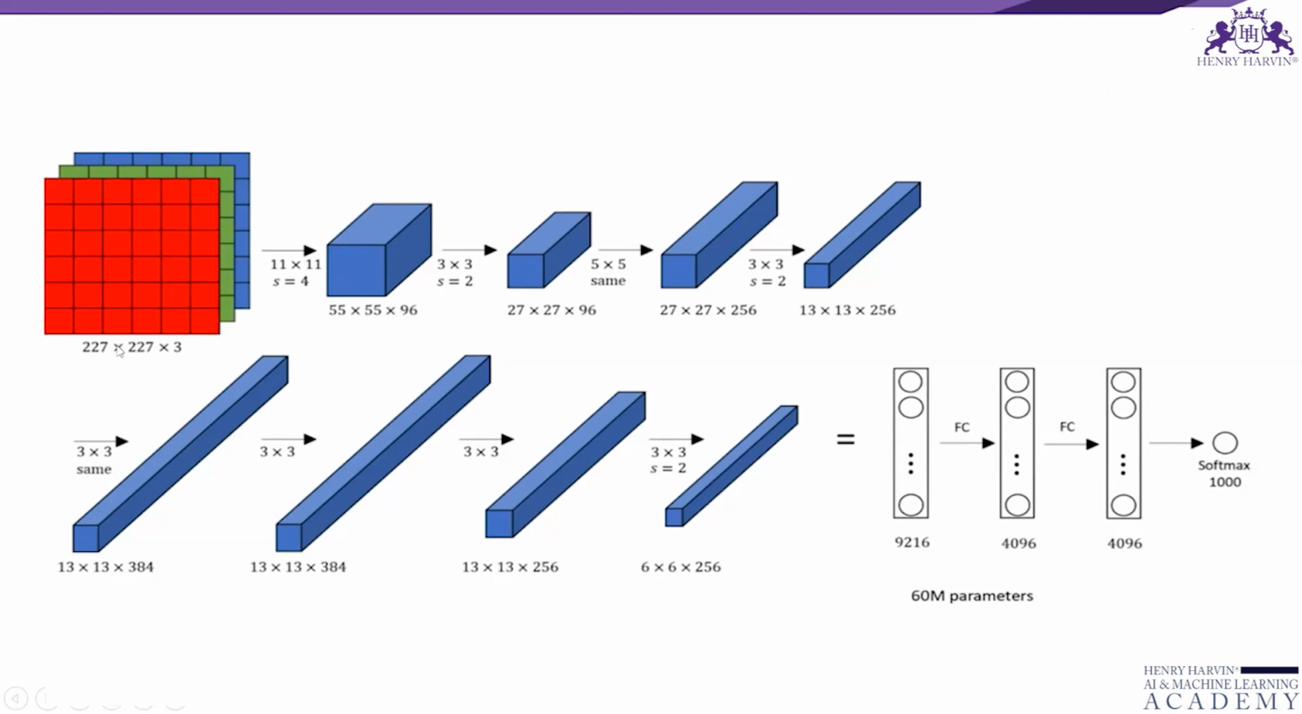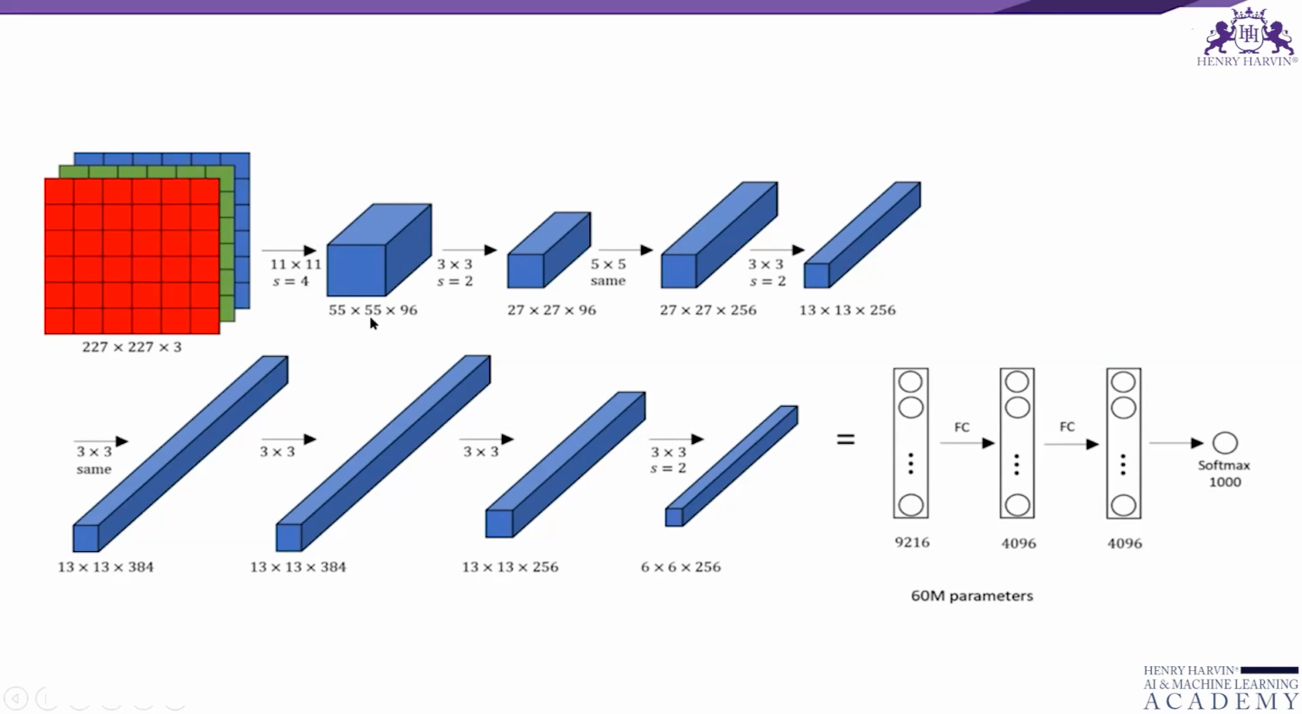Let us try to understand in detail. Here the size of input is 227 into 227, and 3 stands for the channels, basically red, green, and blue. Then you can see the convolution kernel, that is 11 into 11, and the number of kernels is equal to 96, and stride is equal to 4. And here there is no padding. So what are we getting now? 55 into 55 into 96.